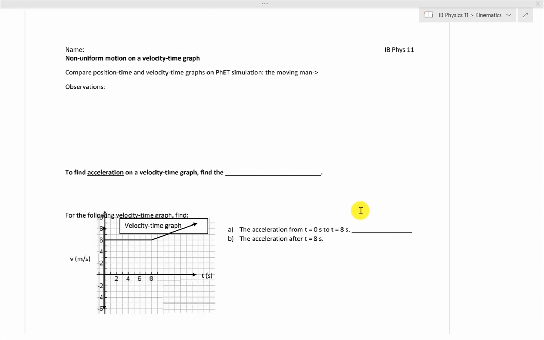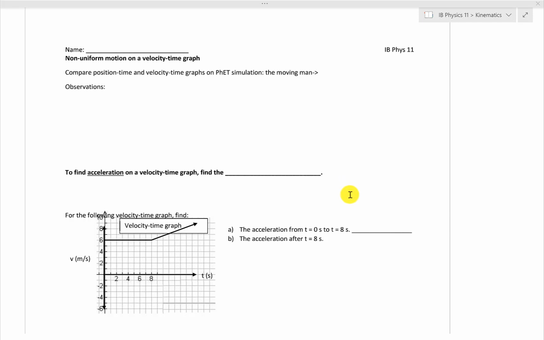Hey, welcome back to part 2 out of 5 in your velocity time graph series. In this video, we are going to look into what non-uniform motion looks like on velocity time graphs. In other words, what will acceleration look like on these graphs?